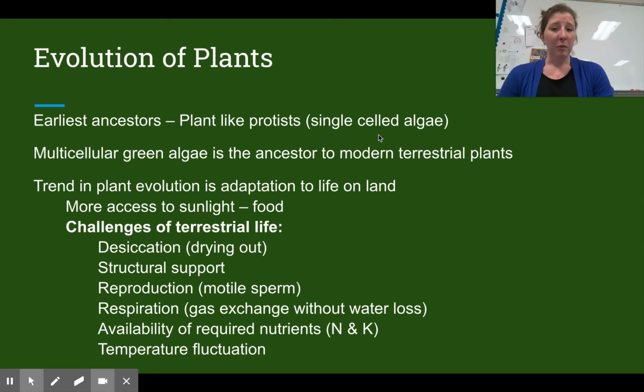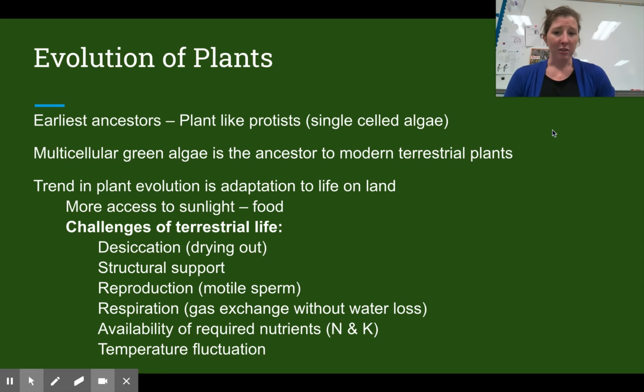Now, plants have evolved, as we mentioned, from the plant-like protist, the single-celled algae, and the multicellular green algae, like those green seaweeds, are thought to be the ancestor to our modern terrestrial plants. And so our trend in plant evolution is adaptation to life on land. The reason that land is an ideal place for a plant is that there is no water blocking sunlight filtering down. We know that light, solar energy, travels through air much more easily than it does through water. And so being on land provides plants with much more energy access from sunlight.